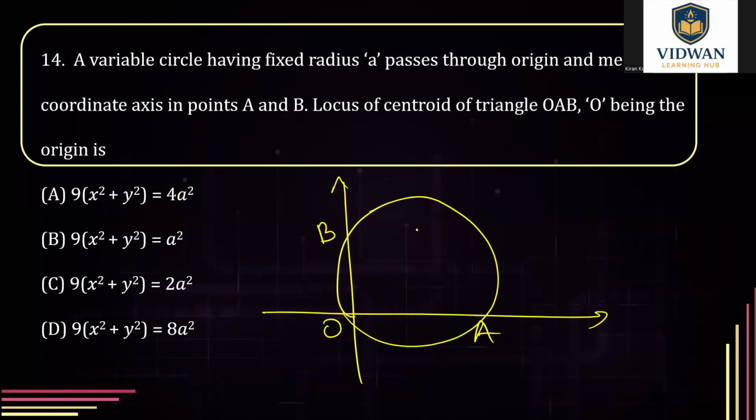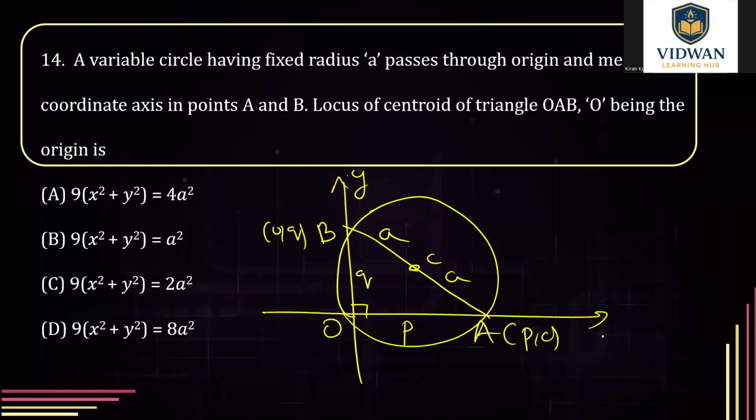Since they have already given the radius as a, the diameter will be 2a. This angle is 90 degrees, since the angle in a semicircle is a right angle. This is 2a. C is the center, this is a and a. They are asking us to find the locus of the centroid of triangle OAB. But for that, we'll first assume this as some P and Q. Since a is already there, we'll not assume A and B. So this point will be P comma 0 and this point will be 0 comma Q.